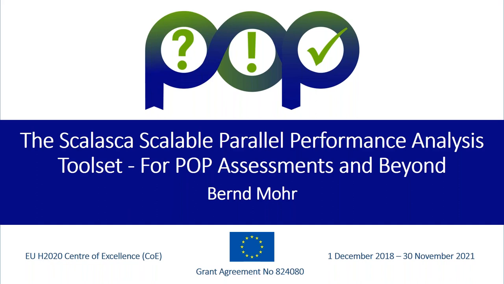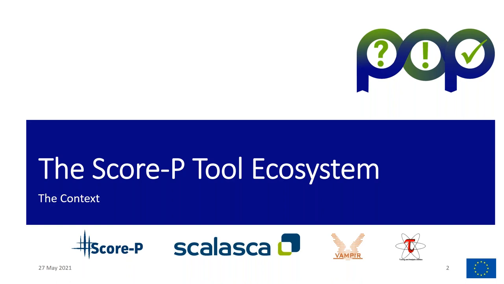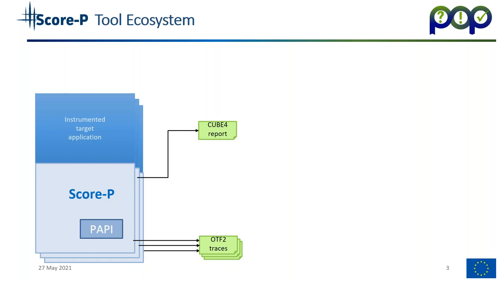The Scalasca tool doesn't work by itself. It needs other components, and this is what I call the Score-P tool ecosystem. It's basically a set of tools which work together to do various aspects of performance analysis. It starts with the Score-P tool, which is an instrumentation and measurement tool, which basically allows you to instrument an application and then do profile measurements or trace measurements. The profiles are recorded in a format called Cube4, and the trace format is called OTF2, Open Trace Format 2. We can also record hardware counters, and for that we use the PAPI tools.